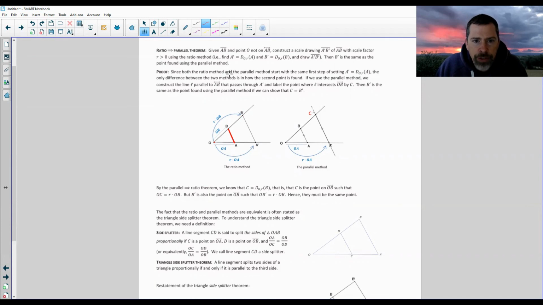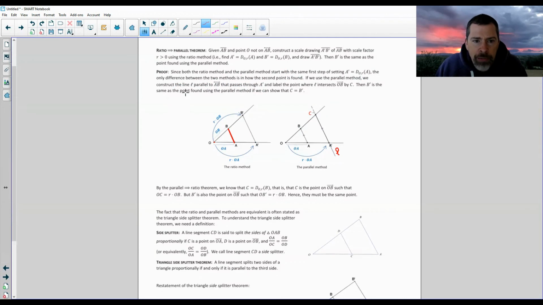Proof. Since both the ratio method and the parallel method start with the same first step of setting A prime equal to the dilation from O of some ratio of A, the only difference between the two methods is how the second point is found. If we use the parallel method, we construct the line L parallel to AB. So they're calling this line L right here. So it's going to be parallel to AB. So you see the parallel markers. And passing through A prime. And label the point where L intersects OB by a C. So there they did that right there.